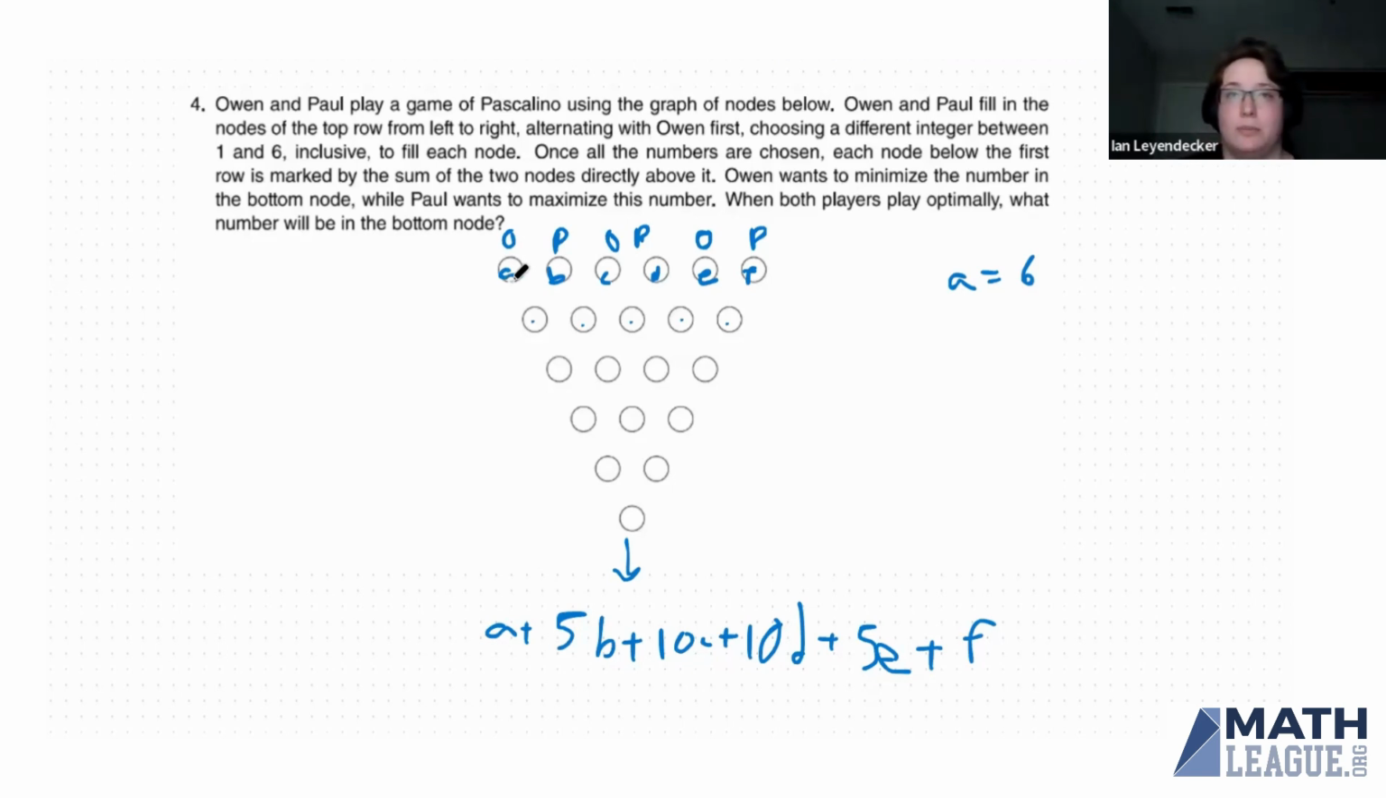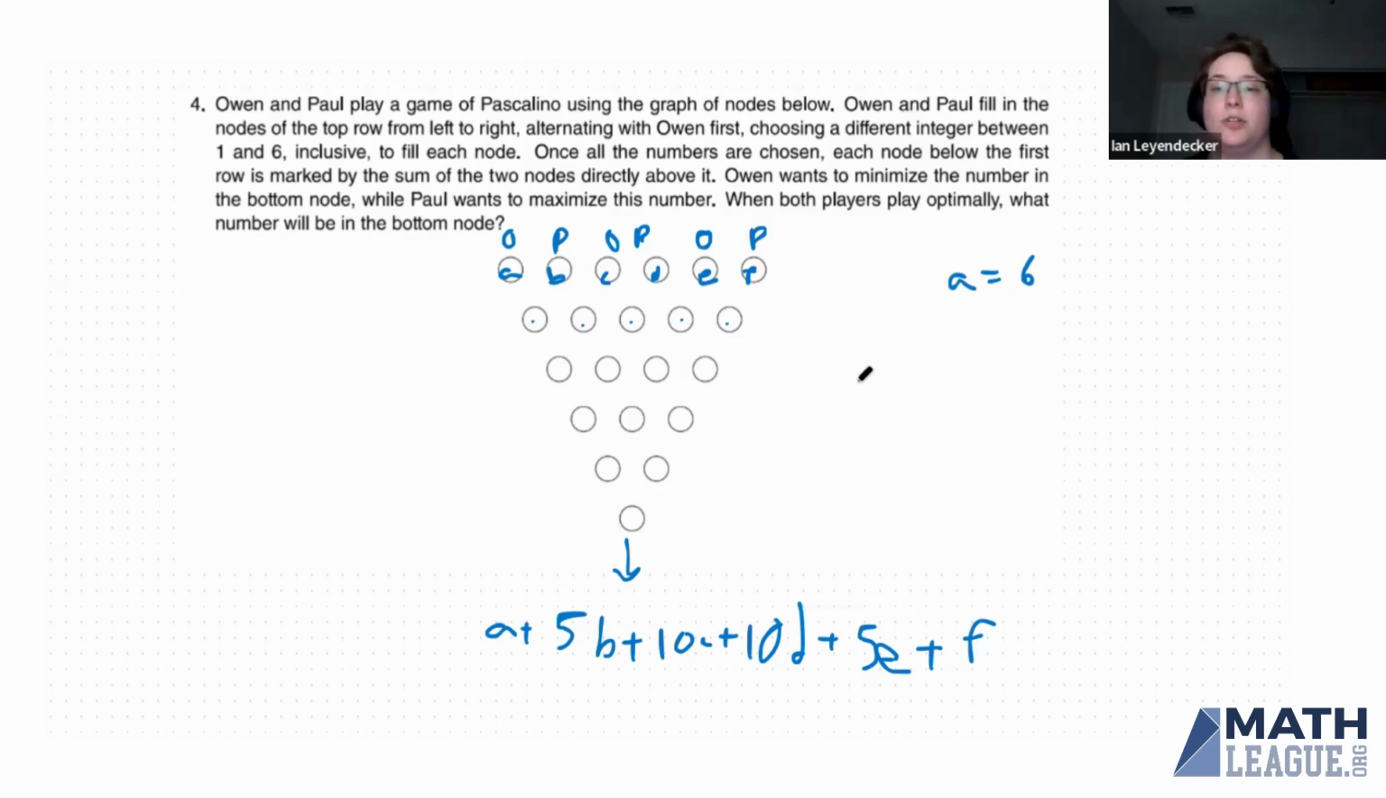Now let's think about what Paul is going to put in B. Notice that no matter what Paul does in B, Owen is not going to want to put 5 in place C. So Paul shouldn't put 5 in place B, because there's nothing that's going to stop him from putting it in place D. And 50 is going to be better for his ultimate maximization than 25. So Paul's not going to put 5 in place B.